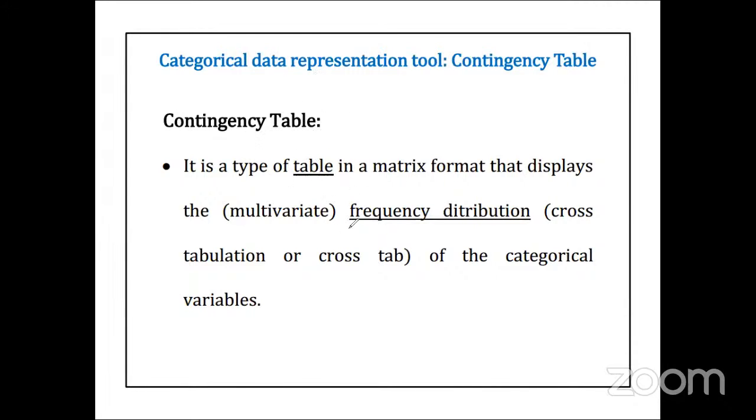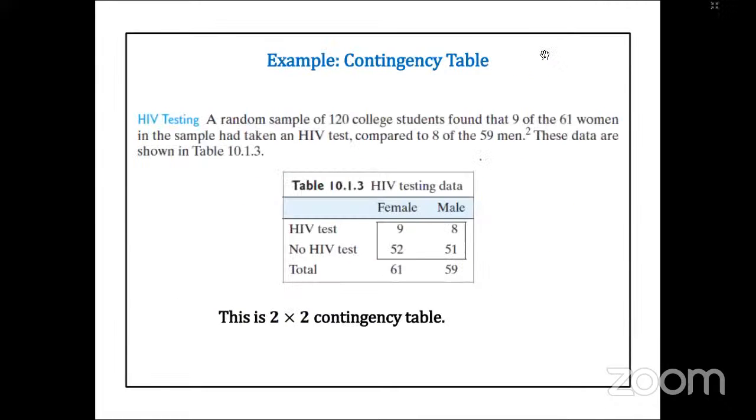Contingency table. So it is a table which is actually in the matrix form, and some numbers are given here which are known as frequency distribution. Okay, now let us see example, then it will be more clear to you. Just see, this is example of HIV testing. Random sample of 120 college students were taken, and all of them underwent HIV test. Okay, now look at this. This is called as contingency table 2 by 2. Two rows and two columns are there. Okay, so that's why it is known as 2 by 2 contingency table.